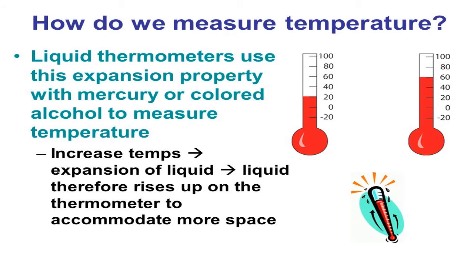How do we measure temperature? Liquid thermometers and digital thermometers are used for this purpose. In liquid thermometers, the expansion property of the liquid is used. When the temperature increases, the liquid will expand and rise up through the capillary tube. Then, from the scale, we can read the temperature.